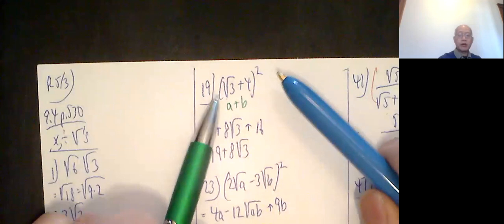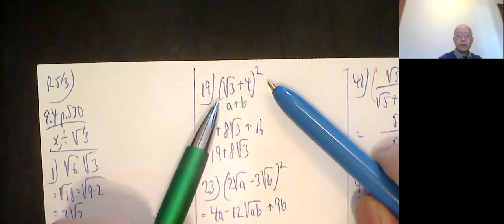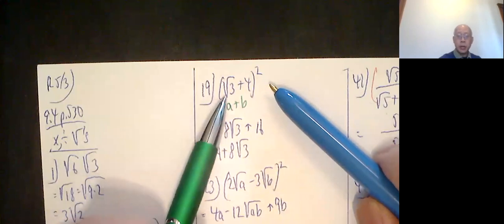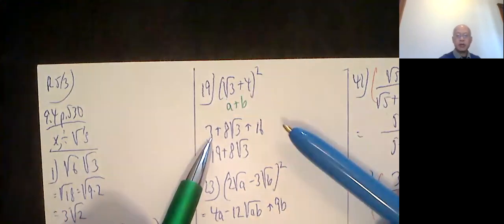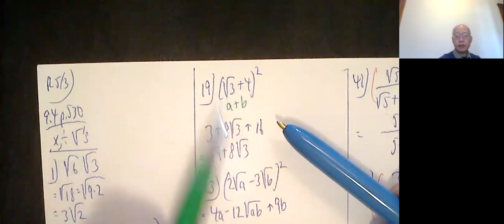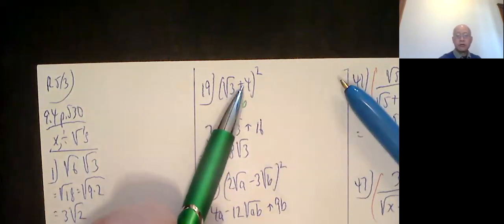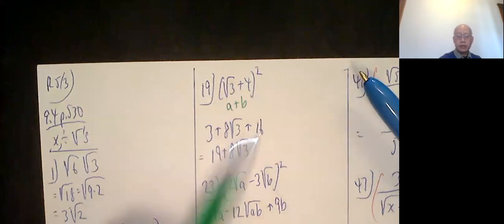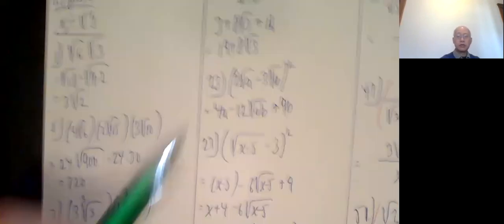19 is the square of a binomial, so use a shortcut. A squared plus 2ab plus b squared is the way the formula works. So radical 3 squared is 3. 2ab, 2 times 4 is 8, times radical 3 is 8 radical 3. 4 squared is 16. And then 3 plus 16 is 19. So 19 plus 8 radical 3.